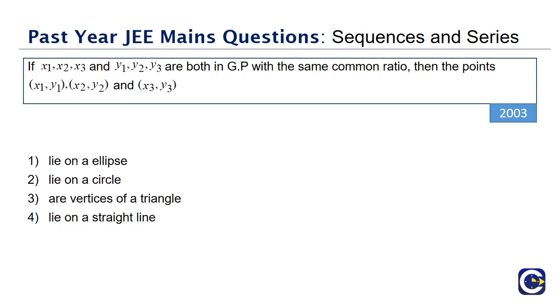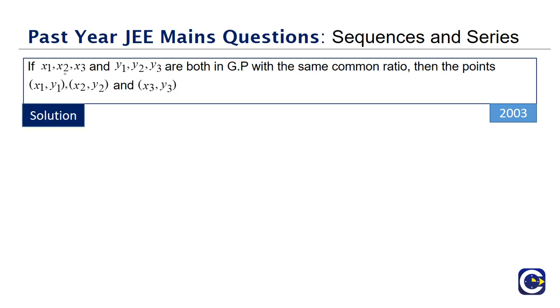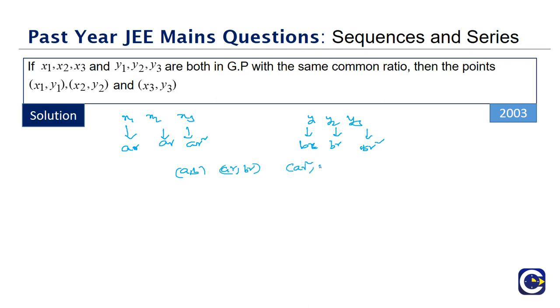If x1, x2, x3 are in GP and y1, y2, y3 are both in GP with the same common ratio, then the points x1, y1, x2, y2, x3, y3 lie on an ellipse, lie on a circle, are vertices of a triangle, or lie on a straight line. So what you will do is take x1, x2, x3, y1, y2, y3. These three are in GP: A, AR, AR square. Say both have the same common ratio, so B, BR, BR square. So the points are A comma B, AR comma BR, AR square comma BR square.